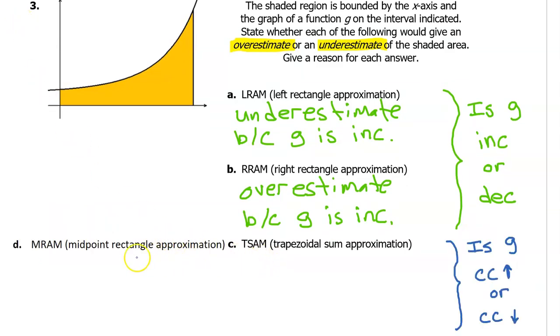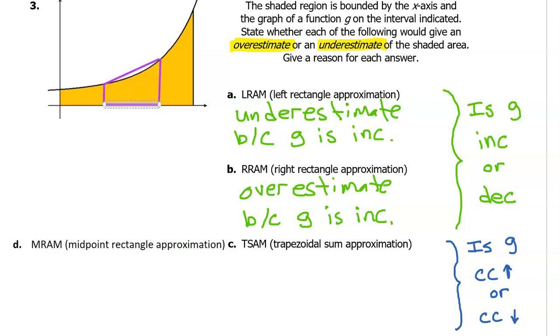For the other two methods, the non-rectangle methods, it doesn't matter if the function is increasing or decreasing. It matters whether or not the function is concave up or concave down. So let's look at this example where the function is concave up. Consider the trapezoidal sum approximation method. So let's draw a quick sketch of a trapezoid that we might consider. So for the trapezoid, we have these vertical sides, and then we connect those vertical sides to complete the trapezoid.